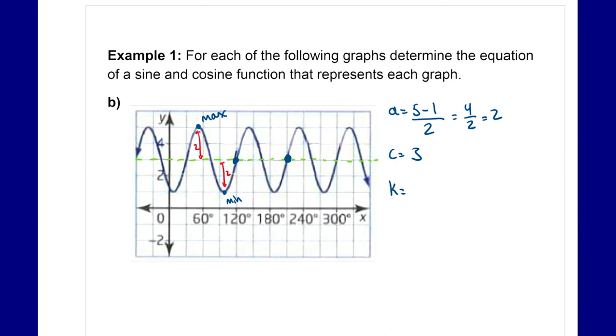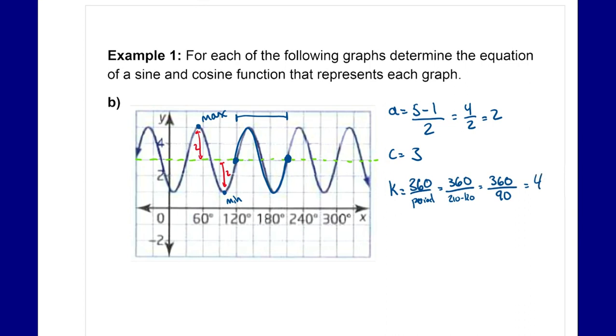So for my period here, it's going from this section over to here. So from 120 to, if we're going up by 30, 120 to 210. Right, so my K value is 360 divided by the period, and the period is 210 minus 120, or 360 divided by 90, which is 4. So my K value is 4.